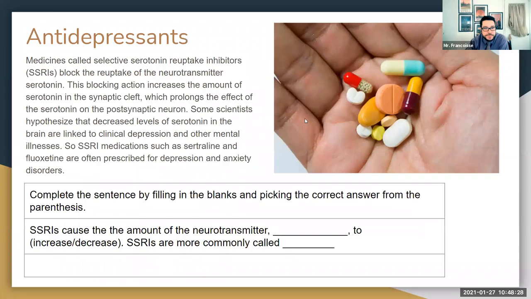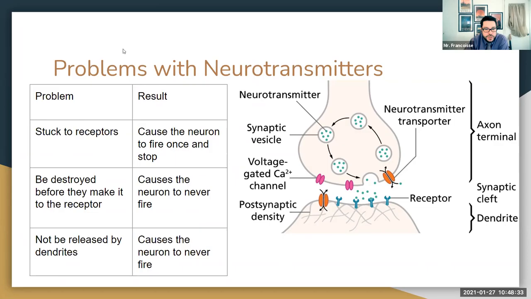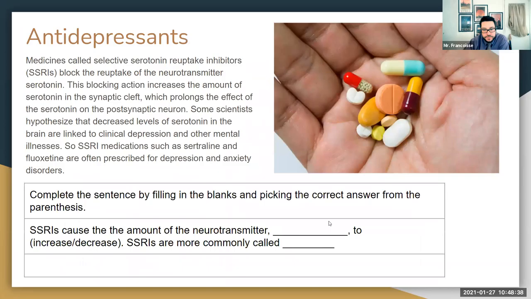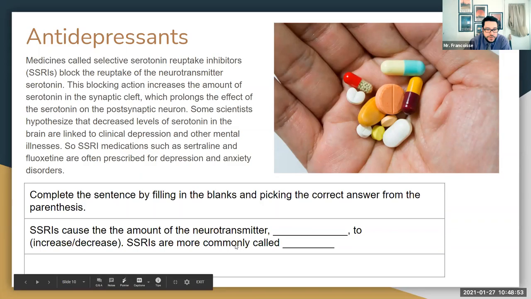So for the next couple slides, what we're trying to do is see which of these cases, what are some problems that can happen between your neurotransmitters? One of the first problems that can happen, or ways that we can solve it, is through the use of, say, antidepressants. So we'll go ahead and read through this and I'll explain the directions on what you want to do with this here, because at first it may seem a little odd, but I'll explain what we're doing here.